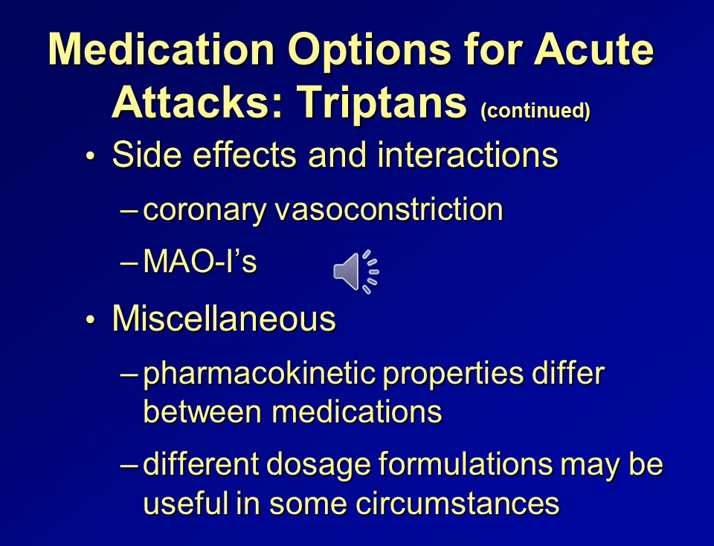Not only do differences in pharmacokinetic properties help distinguish the medications in this class, but also dosage formulations differ. For a patient suffering from nausea and vomiting as part of their headache presentation, a nasal or subcutaneous dosage form may be beneficial. All these factors together are considered when deciding upon the best medication to choose for a particular patient.